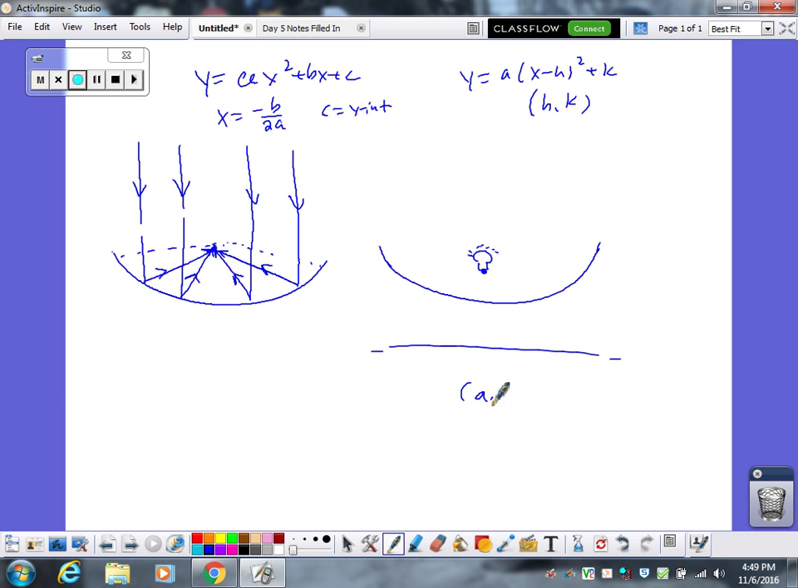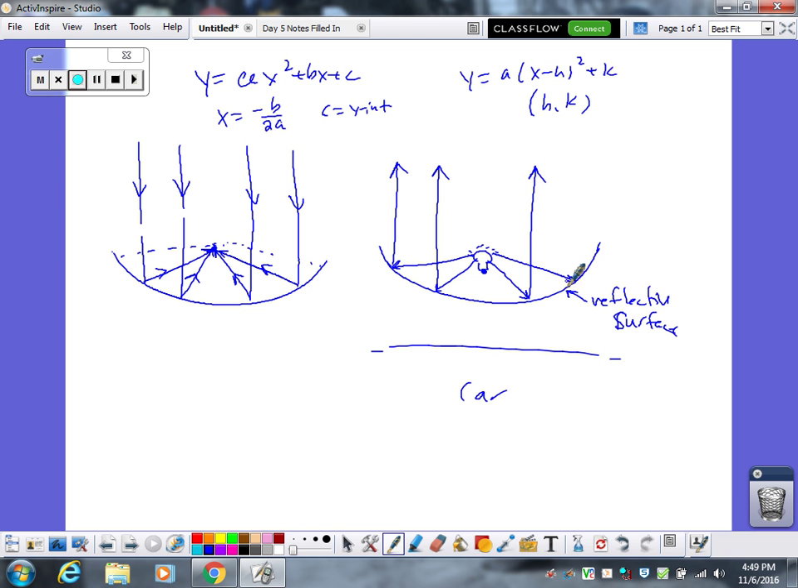Here's the rest of the car. Here's the hood. Here's the headlight. There's a reflective surface, and it's usually aluminum. So the reflective surface is what has the parabolic shape. And what happens is the light emits the light, and it bounces off the reflective surface, and it goes out. And that's how the headlight works.